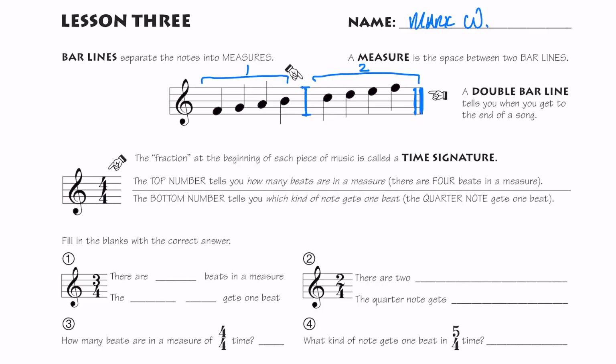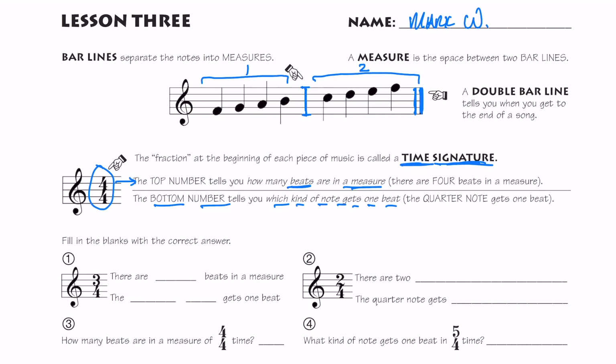All right, the next thing that we're going to learn is what's called a time signature. A time signature is basically the fraction here at the beginning of a piece of music that tells us how to count the music. So the top number of the time signature tells you how many beats are in a measure. In this one, obviously, 4 beats to a measure. The bottom number tells you which kind of note gets 1 beat. A 4 on the bottom means that the quarter note gets the beat.